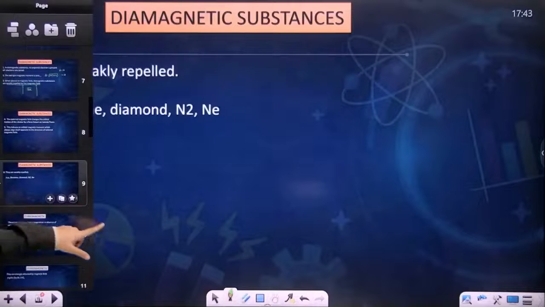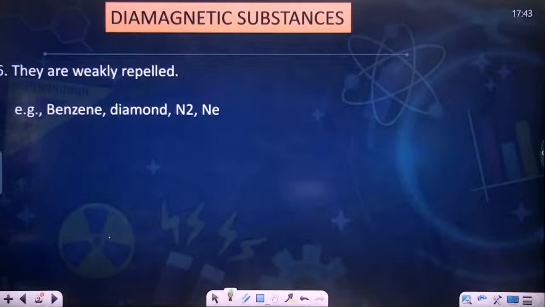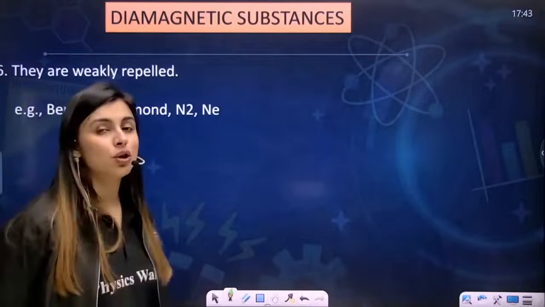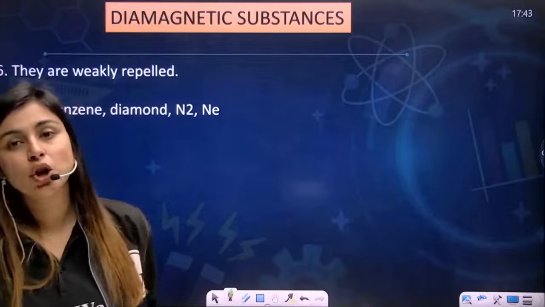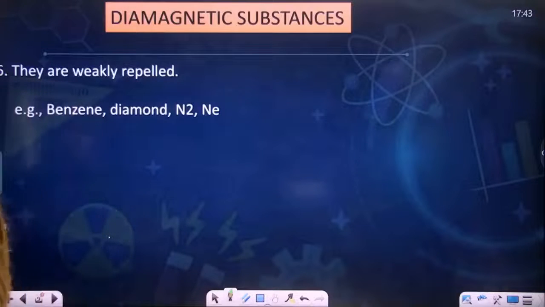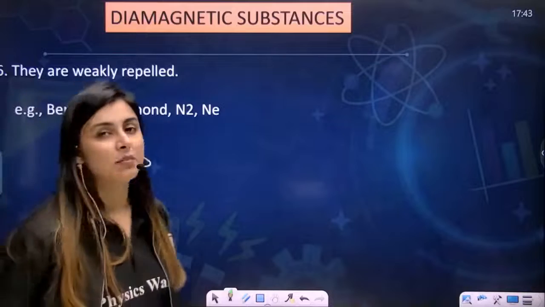Let's write a few examples of diamagnetic substances: benzene, diamond, N2, neon, etc. These are your diamagnetic substances. They are weakly repelled by the magnetic field.